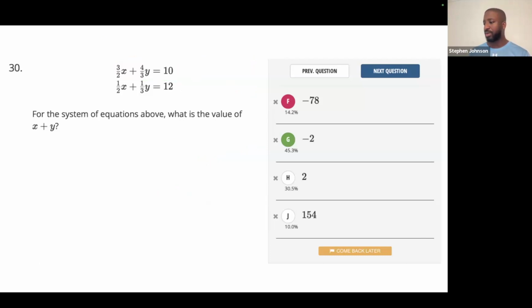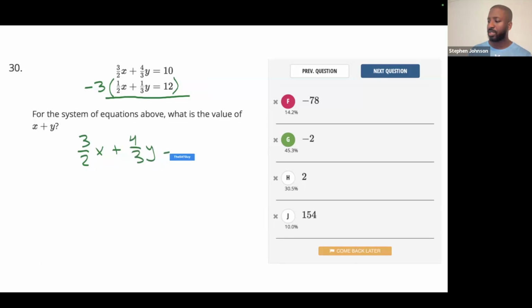If I were to show you a more traditional, maybe longer way to do it in case you're interested, I would look at this as a system of equations in which I am using elimination. I think the easiest thing to do here is to get rid of x first. It really doesn't matter. I can get rid of x or y. I'm going to get rid of x by multiplying the second equation by -3. Because when I do that, my first equation remains 3/2 x plus 4/3 y equals 10.